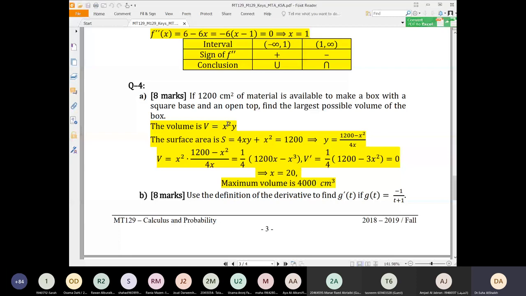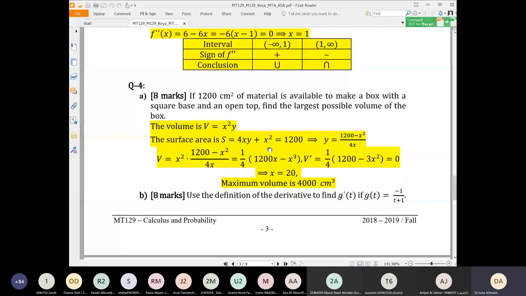So the volume is what I'm trying to maximize here. And they said, this is the material that I have to make the box. The material to make the box is 1200. So since the base is square, it's x squared, and I have 4 sides, each one of them is x times y, so it is x squared plus 4xy equal to 1200. So from here you will get y is 1200 minus x squared divided by 4x. Substitute it in the original equation.